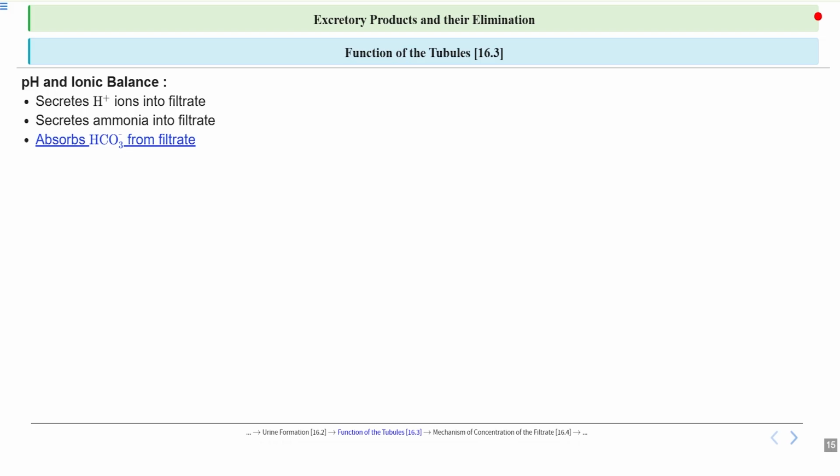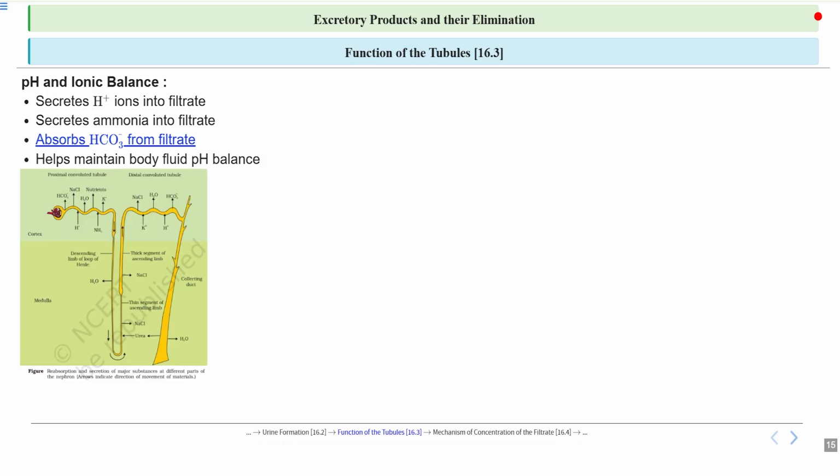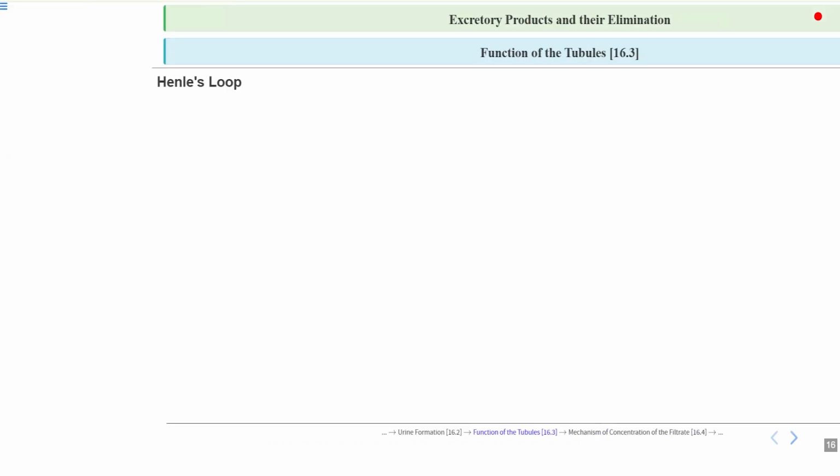Now let's highlight the absorption of bicarbonate ions from the filtrate. The bicarbonate ion is like a buffer or shock absorber for pH changes. By reabsorbing it, the body ensures that the blood remains at the right pH, preventing dangerous swings in acidity. All these steps work together to help maintain the pH balance of body fluids. This balance is essential for the proper functioning of enzymes and cells. So I've already talked about this picture.